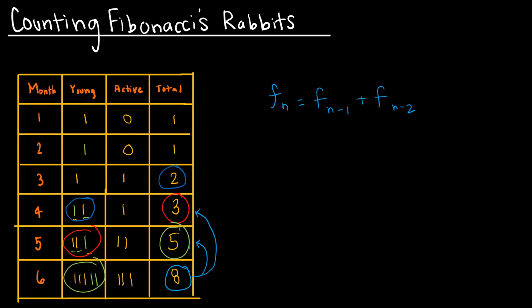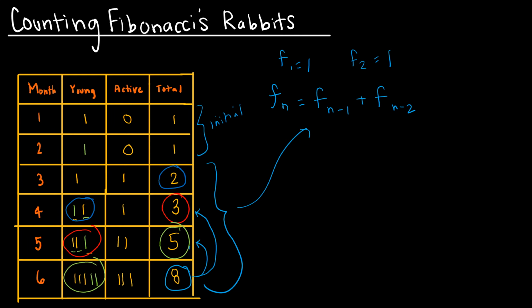Now remember that it's only a recurrence relation or a recursive definition if it also includes the initial conditions. And of course the initial conditions are that in the first month I have 1 pair of rabbits, and in the second month I have 1 pair of rabbits. So this is the initial, and then from here is where the recurrence relation takes effect. So now I could use that recurrence relation to determine, say, how many rabbits I'll have in month 10 or 20 or 100 or 1000.